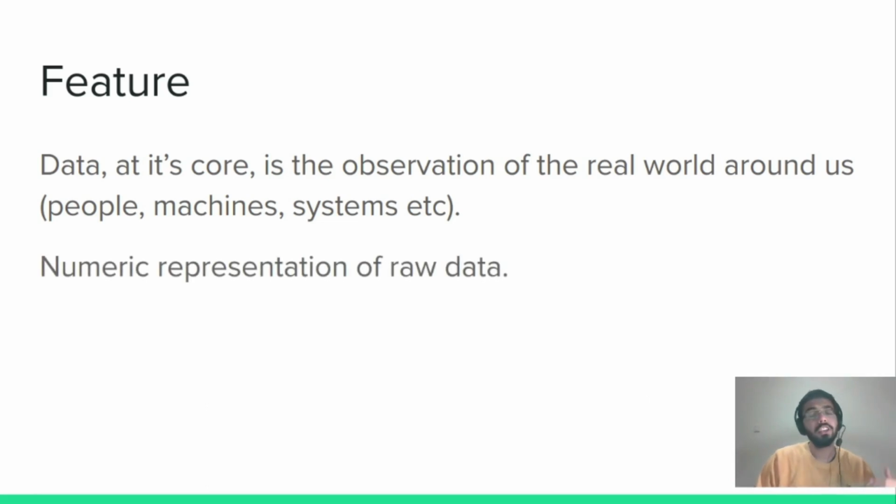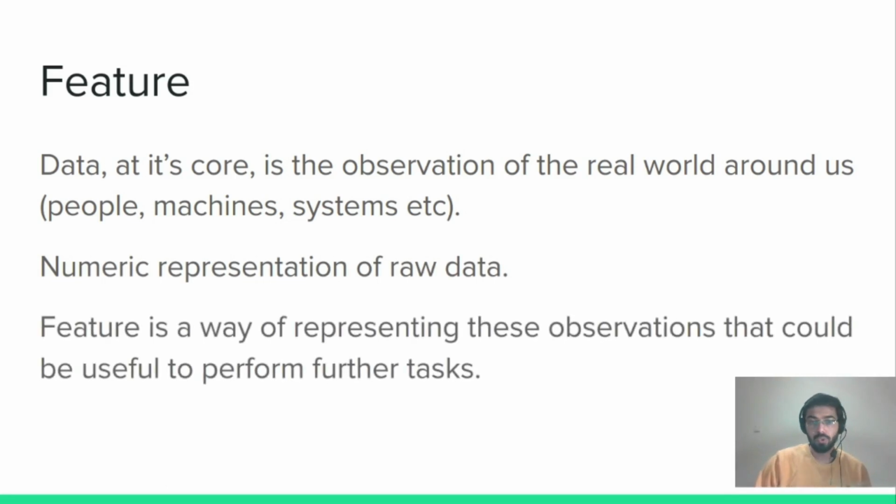Features is essentially a numeric representation of the raw data that you observe around you. So it's a way of representing these observations that could be useful to perform further tasks. And that is it, right? So features are derived in a way from data, but they are a way of storing your data. I mean, you store your data, but they're a way of perhaps transforming or changing your data that is numeric and that could be useful to perform further tasks.